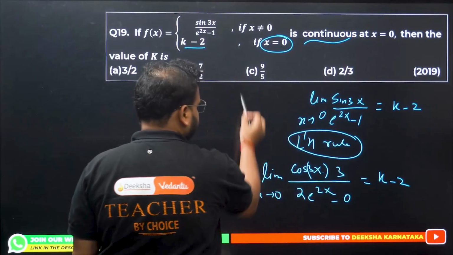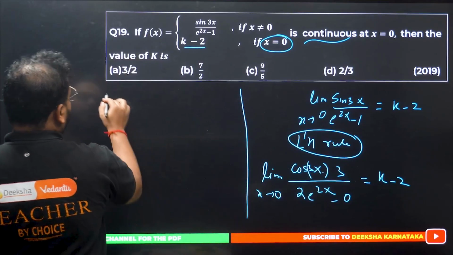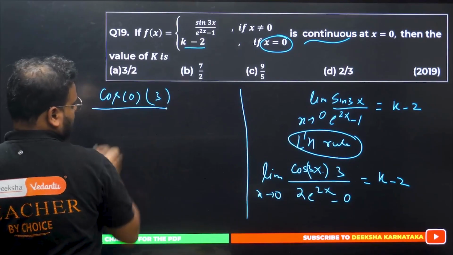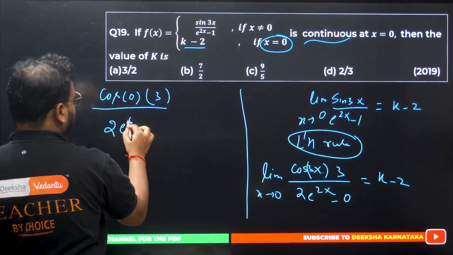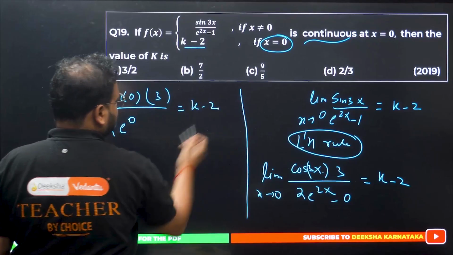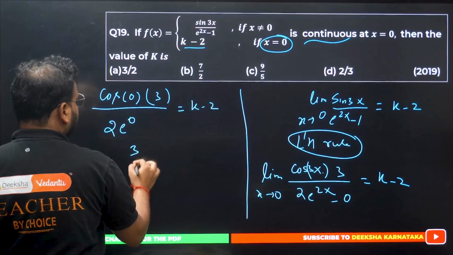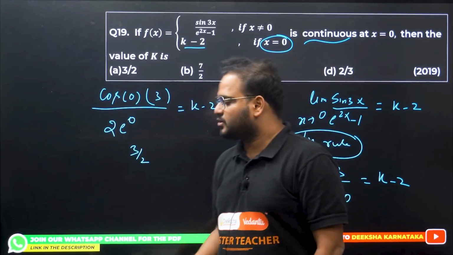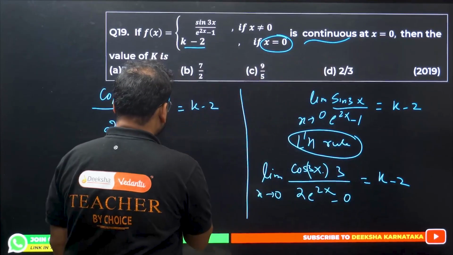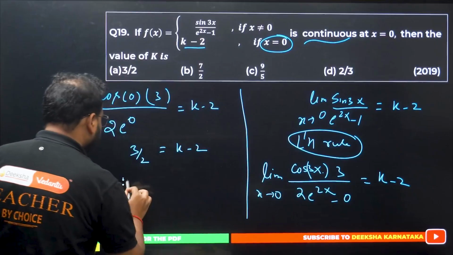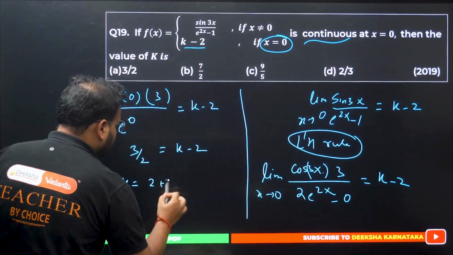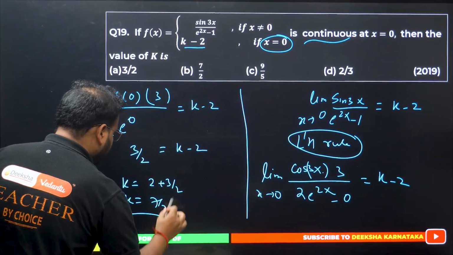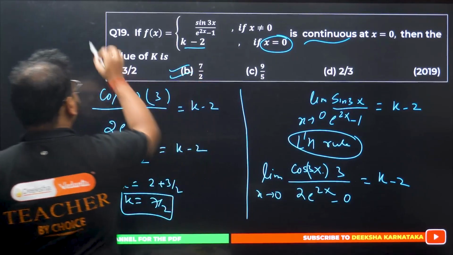x to 0. Okay, substitute now, we get cos of 0 times of 3, and we have twice of e power 0. Last step, cos 0 is 1, e power 0 is also 1, so 3 by 2 equals to k minus 2. So k will be 2 plus 3 by 2. How much is this? 7 by 2. K value is D.